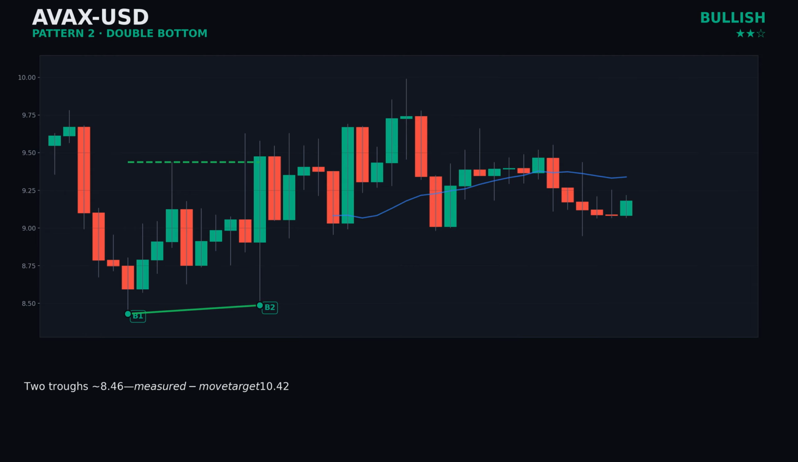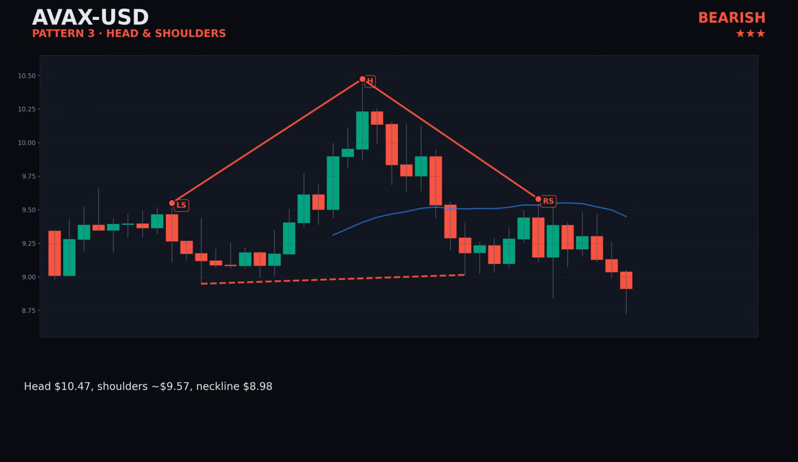Pattern number 2, this is the double bottom. It's a bullish formation with 2 out of 3 strength. 2 troughs, 8.46, measured move target, 10.42. You can see on the chart exactly where the key swings line up. That's what confirms the structure, not just my word for it. The textbook measured move projection is plus 116.9%. That's the typical rally once the pattern fully completes. It's a guide, not a guarantee, so we still need our SL in place.